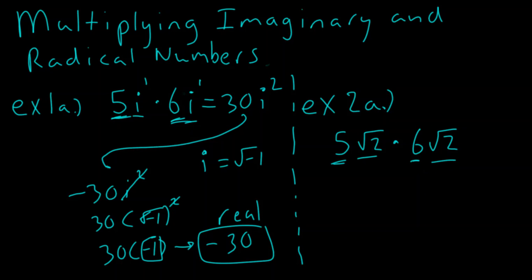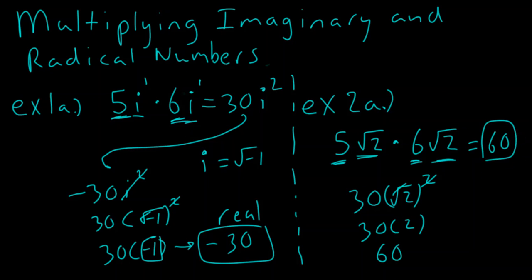We're essentially multiplying these by parts. 5 times 6 will give us 30, and the square root of 2 times the square root of 2 is really the square root of 2 squared. But my question is, what happens to a square root and a square? Well, they cancel, they're opposites. This is really saying 30 times 2. We know 30 times 2 is 60. So 5 square roots of 2 times 6 square roots of 2 is 60.